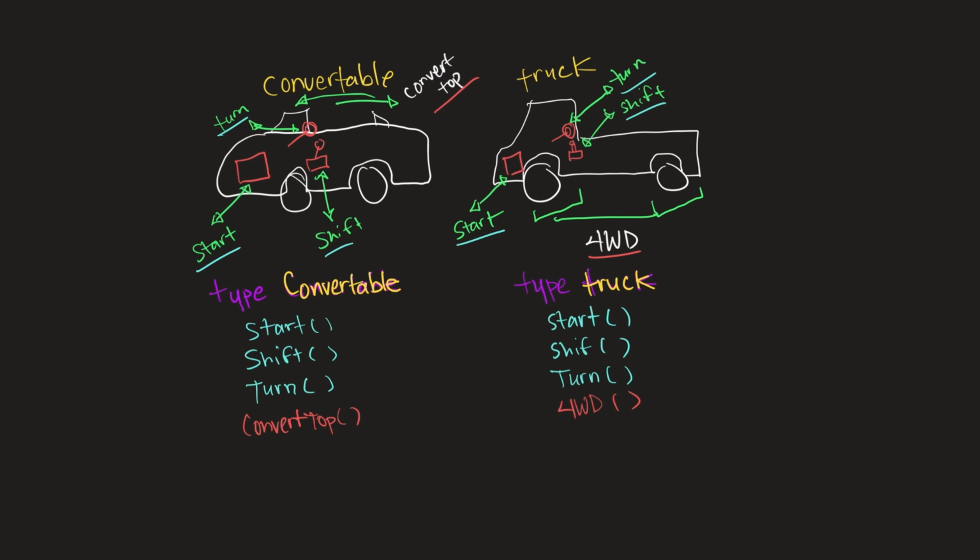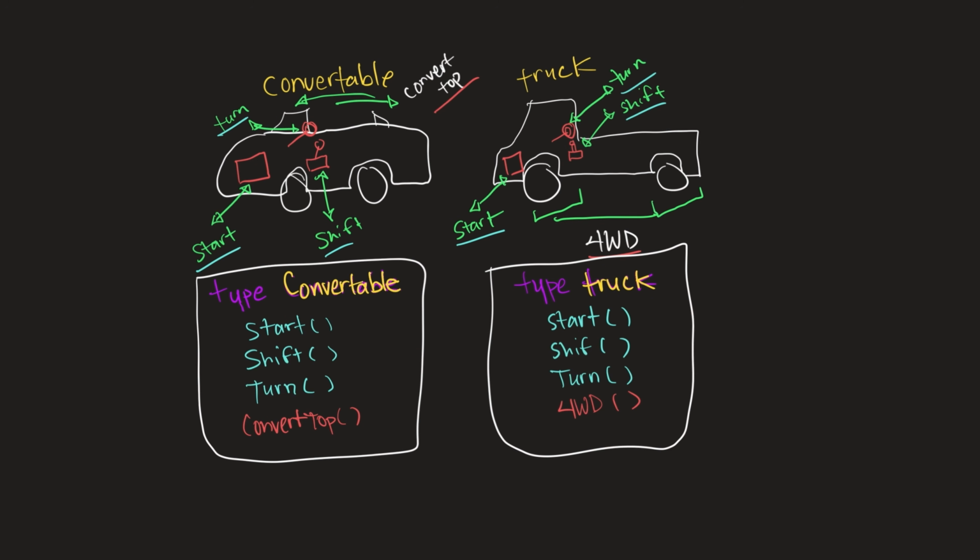So what does that mean? That means that we're going to need to duplicate this code for both the truck and the convertible. So we're going to have to implement start twice, shift twice, turn twice, and these are the only two that are different between the two. So this is the naive solution. This is the solution without making use of composition.